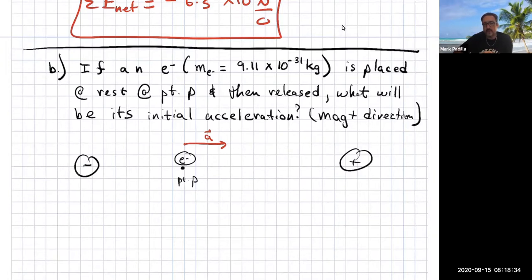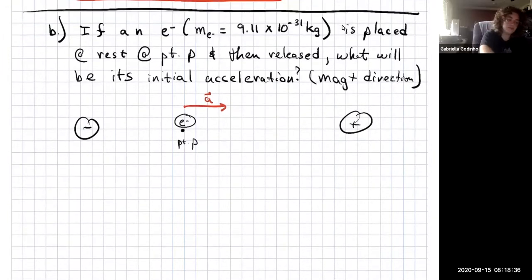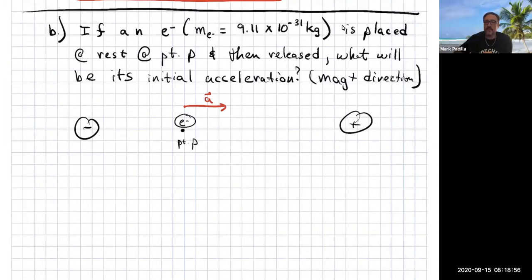the acceleration. Padilla? Yeah. If the acceleration is to the right because it's attracted to the positive charge and repelled by the negative charge, would that mean that force vectors and acceleration vectors have the same direction? Or does it not correlate at all? No, that's why we're doing this type of problem.